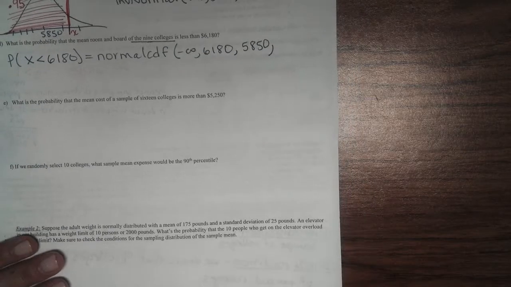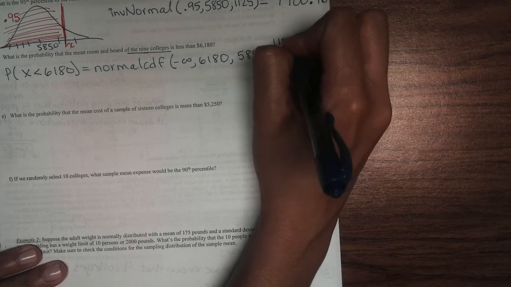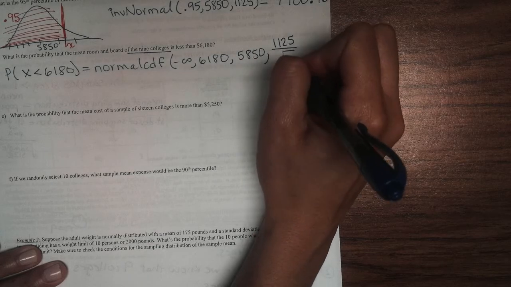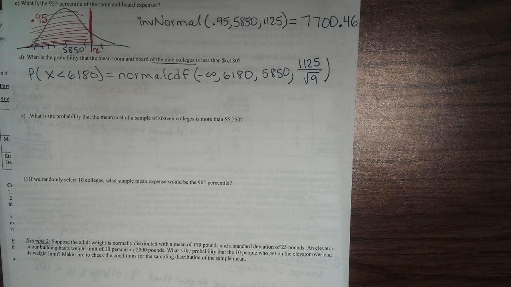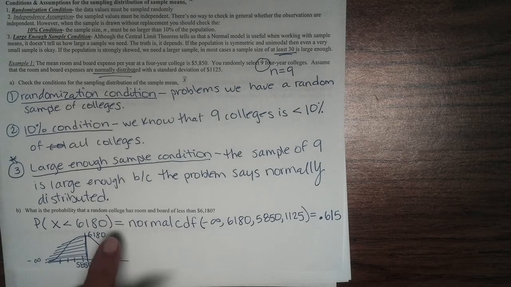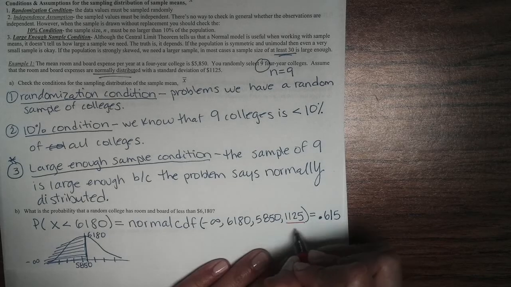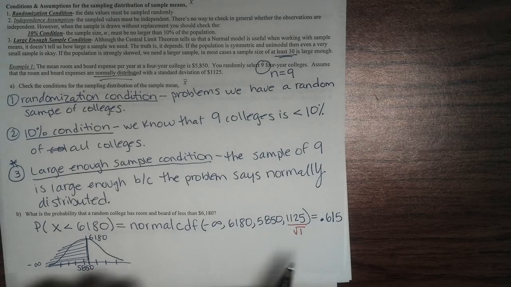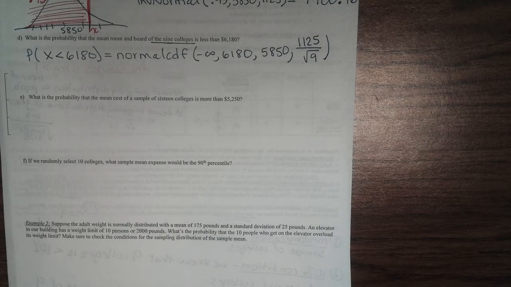So right now, when I type in my calculations on the calculator, the standard deviation was 1,125, but you're going to have to divide it by the square root of 9. That's the only difference, and that's pretty much all of chapter 17. You need to know the difference between what we did on letter B, which was a sample size of 1 because it was 1 college, and you can think of it like we technically did divide by the square root of 1, but not really. So 1 college versus a sample of 9 colleges.